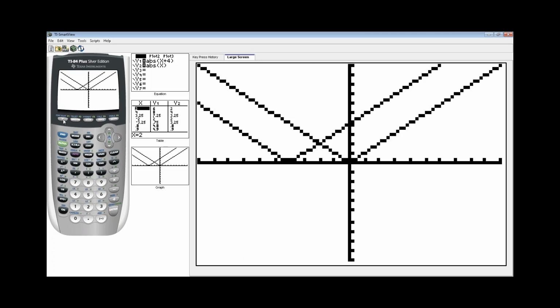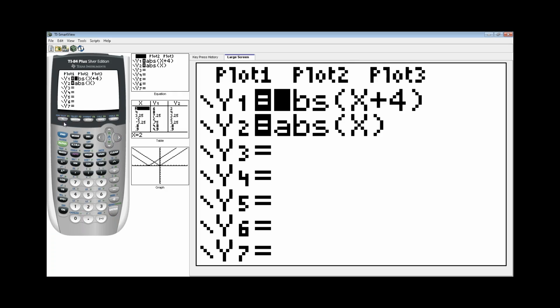So being able to graph these functions on the graphing calculator is extremely helpful, okay?